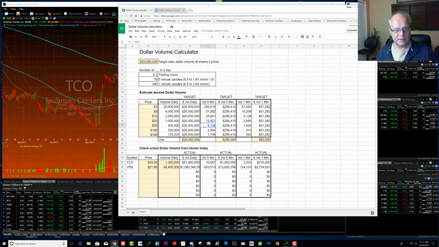I'm probably being totally redundant here, but the concept is the target dollar volume. See how this is constant. You're looking for roughly 250,000 shares to be traded in a 5-minute candle.